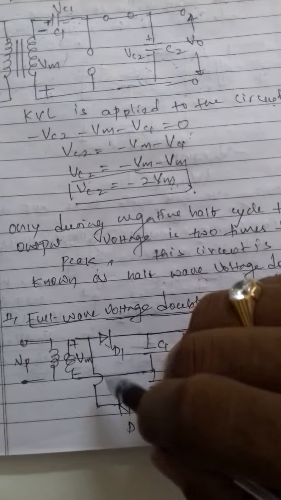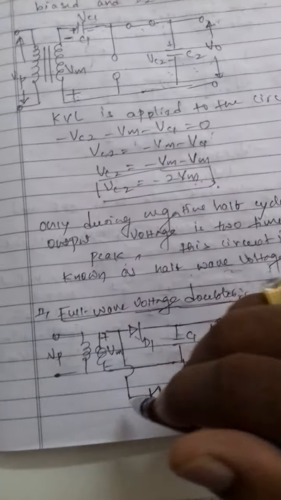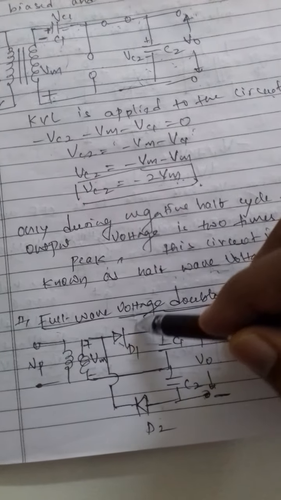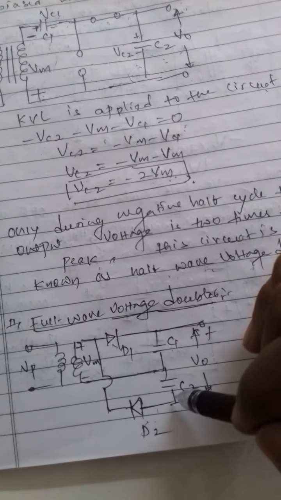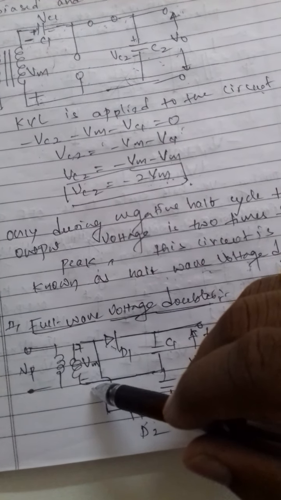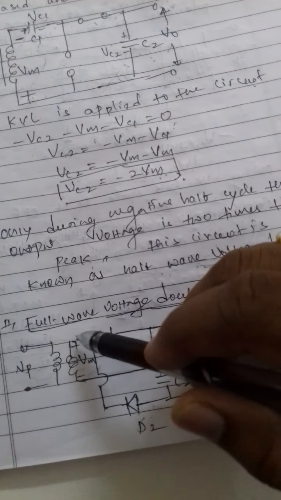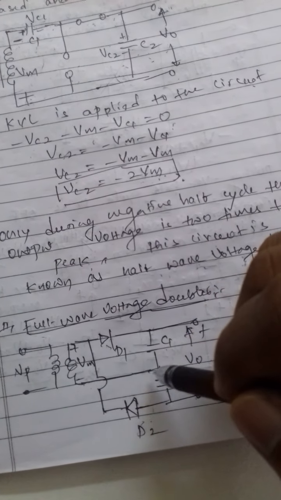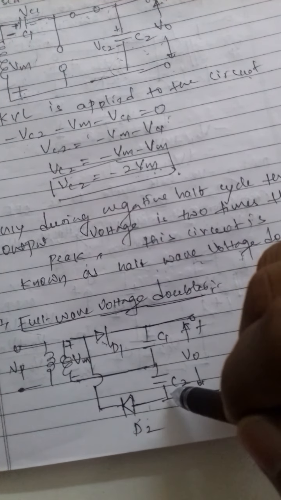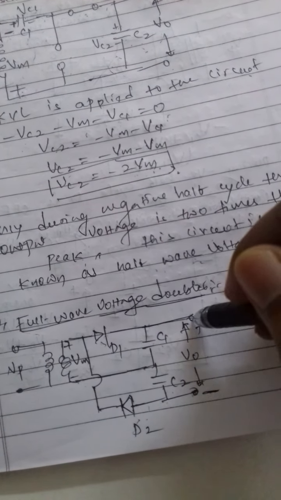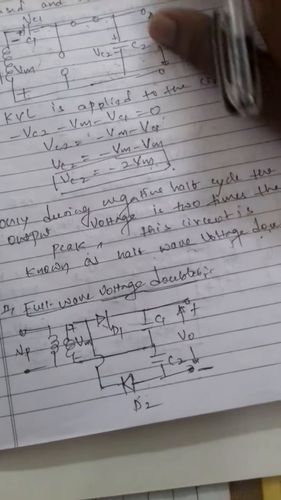Now the full wave voltage doubler circuit. Here two diodes are connected, diode D1 and D2, and the capacitors C1 and C2. The other terminal of the secondary of the transformer is connected in between the two capacitors C1 and C2, and the output voltage is taken across the combination of C1 and C2.